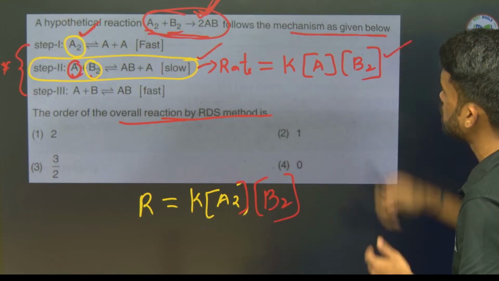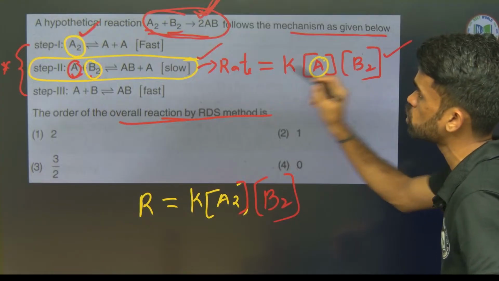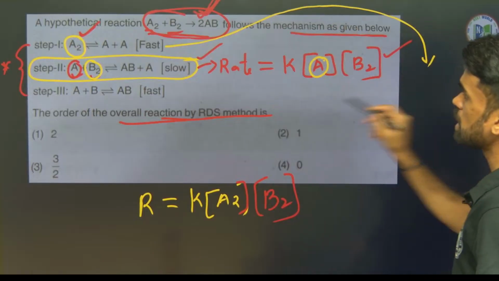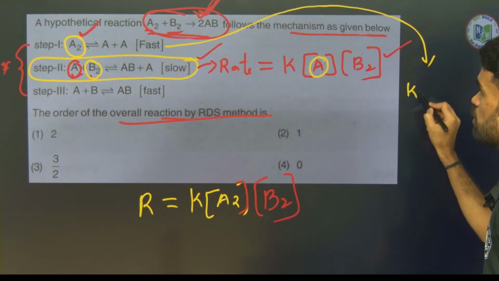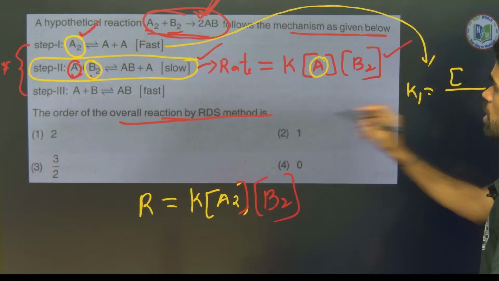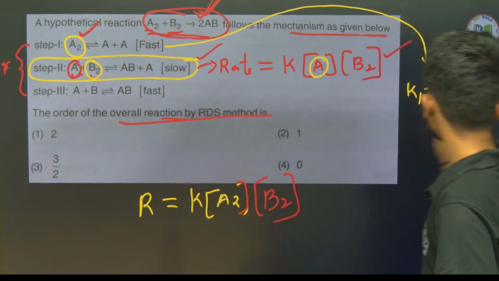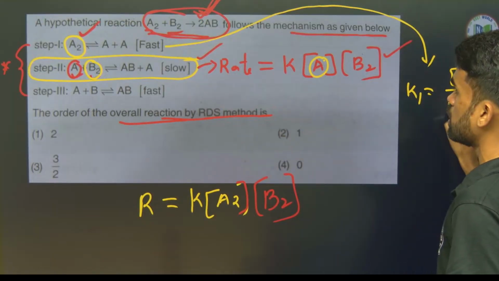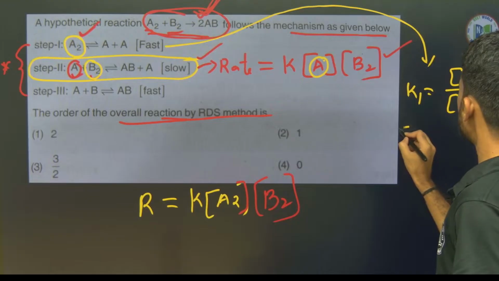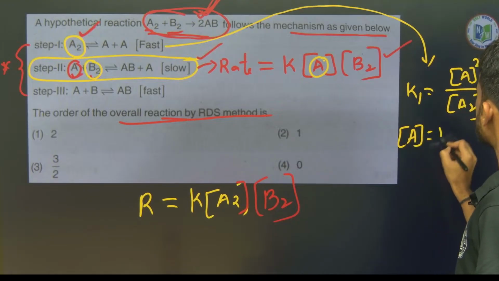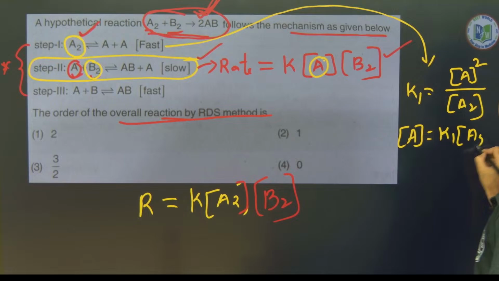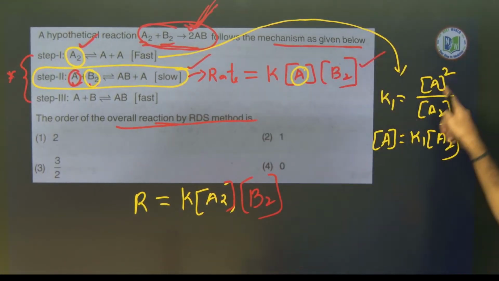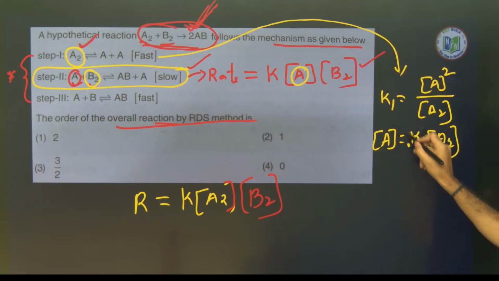Already we have B2, but it should not be in terms of A here, it should be in terms of A2. So how can I make that? For this equilibrium reaction, I am writing K1 equals concentration of product by concentration of reactant. That means A into A, concentration of A square by A2. From that I want only A, so I can write A square equals K1 into A2. Sending this square from here to here, it will become a root.